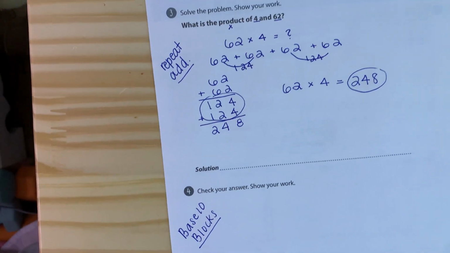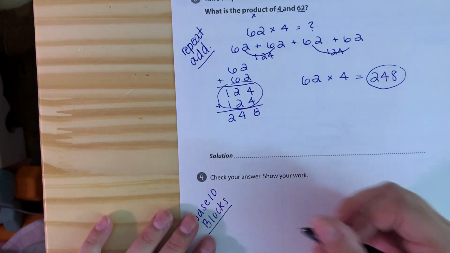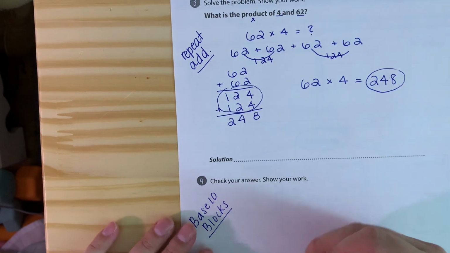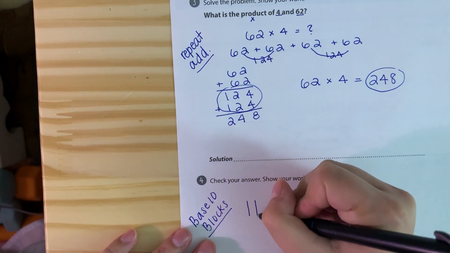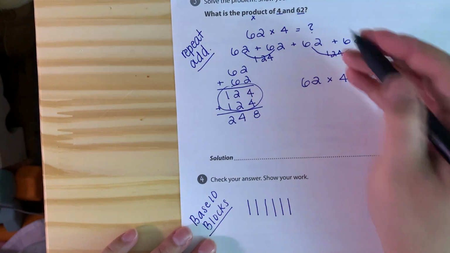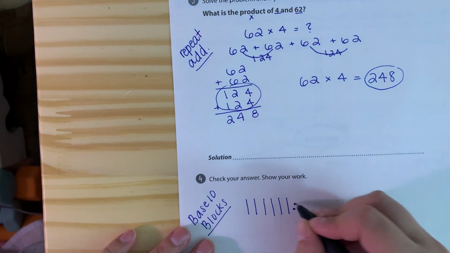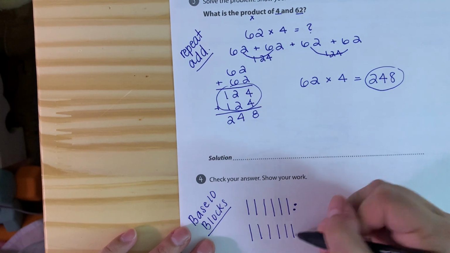To check our answer, we're going to be using our base 10 blocks. So I'm going to draw 62 using my base 10 blocks 4 times. I'm going to have 6 10 rods, and I'm going to have 2 dots for my ones. And I'm going to draw this same picture 4 times.